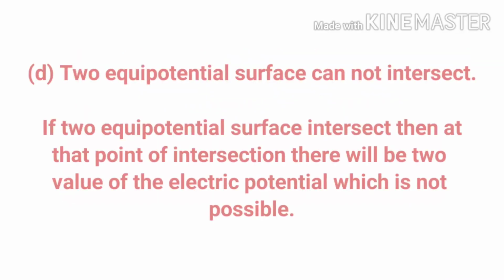D, two equipotential surfaces cannot intersect. If two equipotential surfaces intersect, then at the point of intersection there will be two values of the electric potential, which is not possible for an equipotential surface. So two equipotential surfaces never intersect each other.